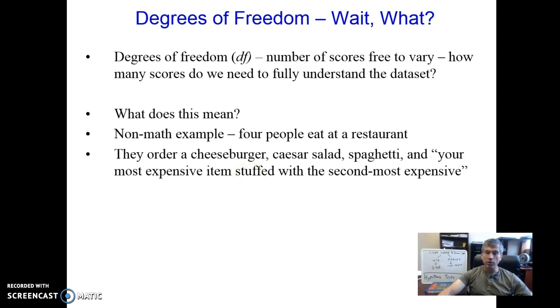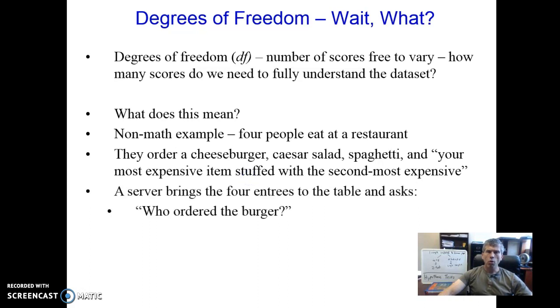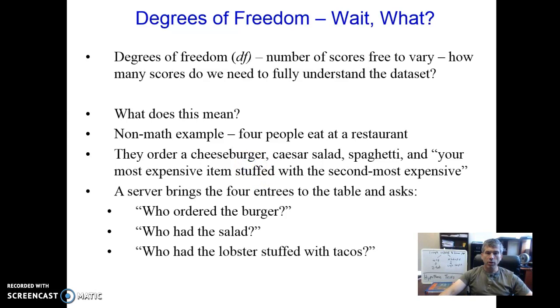The server takes your order, goes away, comes back with the food, and as they oftentimes will, might say, okay, who ordered the burger? Somebody says, oh, that's me, and it goes in front of them. Who ordered the salad? Okay, that's me. That goes in front of the other person. Who had the lobster stuffed with tacos? That's our comedy option. That goes in front of your smart-ass friend who's now regretting it.